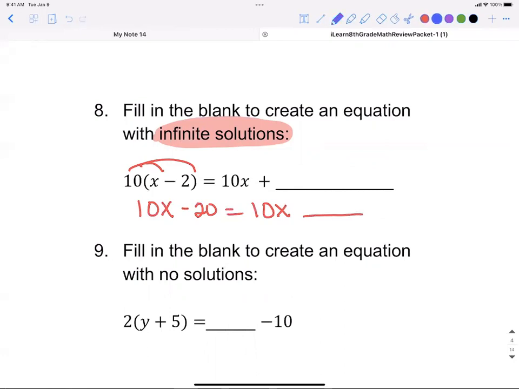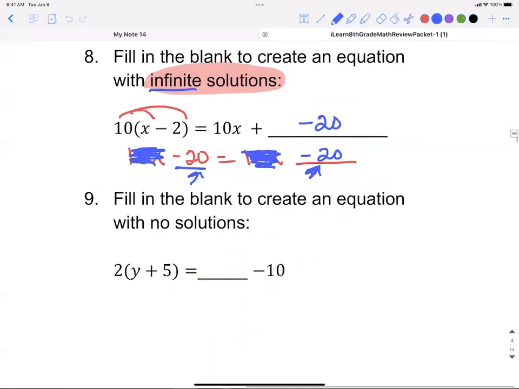Now remember what has to happen with infinite. 10x and 10x have to cancel out, and they do. And for infinite, what has to happen? This has to match this side, right? So we're going to put a -20 in here because for it to be infinite, our 10x and 10x have to cancel out, and then what's left behind has to match. All right, so we created an infinite.